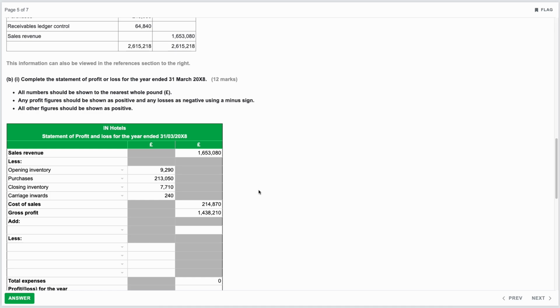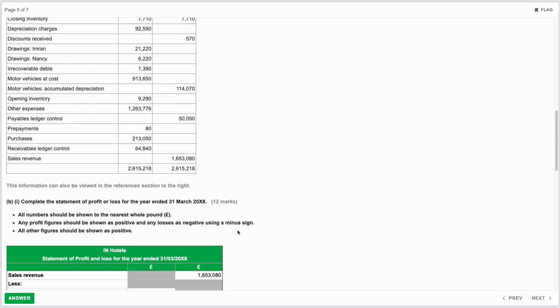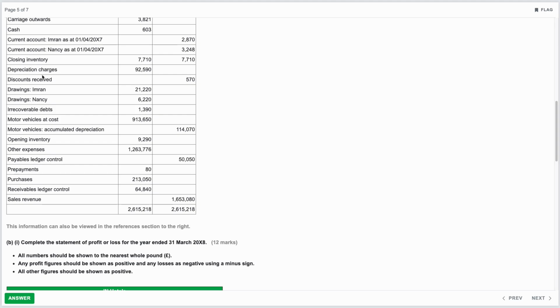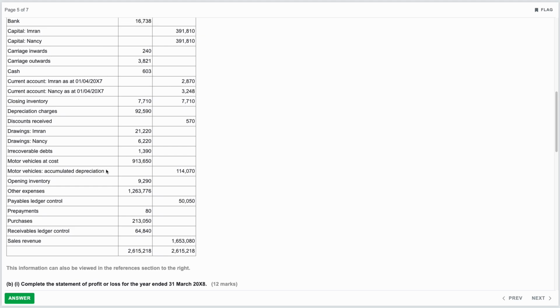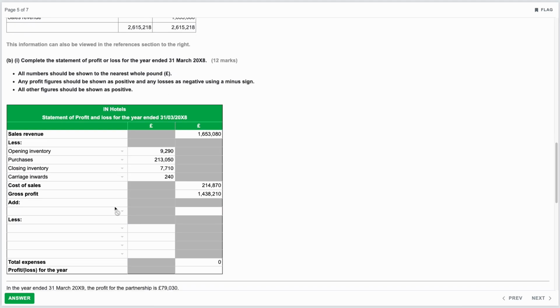Now we have an add box, so let's have a look. Some typical examples here would be discounts received, the gain on the sale of a non-current asset, or where we've had a reduction in our allowance for doubtful receivables. All of those would go under this add box. So let's see what we've got here. So we do have a discounts received amount, so it will relate to this 570. Let's just check that we've not got anything else, which we do not. Okay, so it would relate to our discounts received of 570.